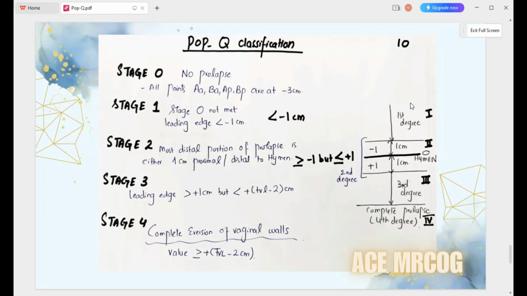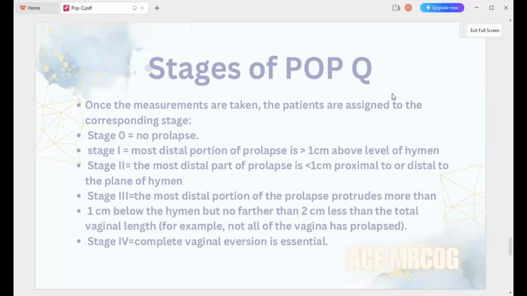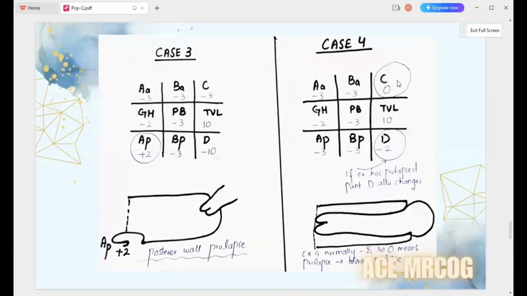So this is how we correlate the stages with the grid. Grid is basically the reading system, which means that you are just reading from the grid how much the prolapse is. For example, if I talk about here, this means that the prolapse is at 0.0. So what 0 means is the interpretation or the staging. 0 means that it is at the point of hymen.